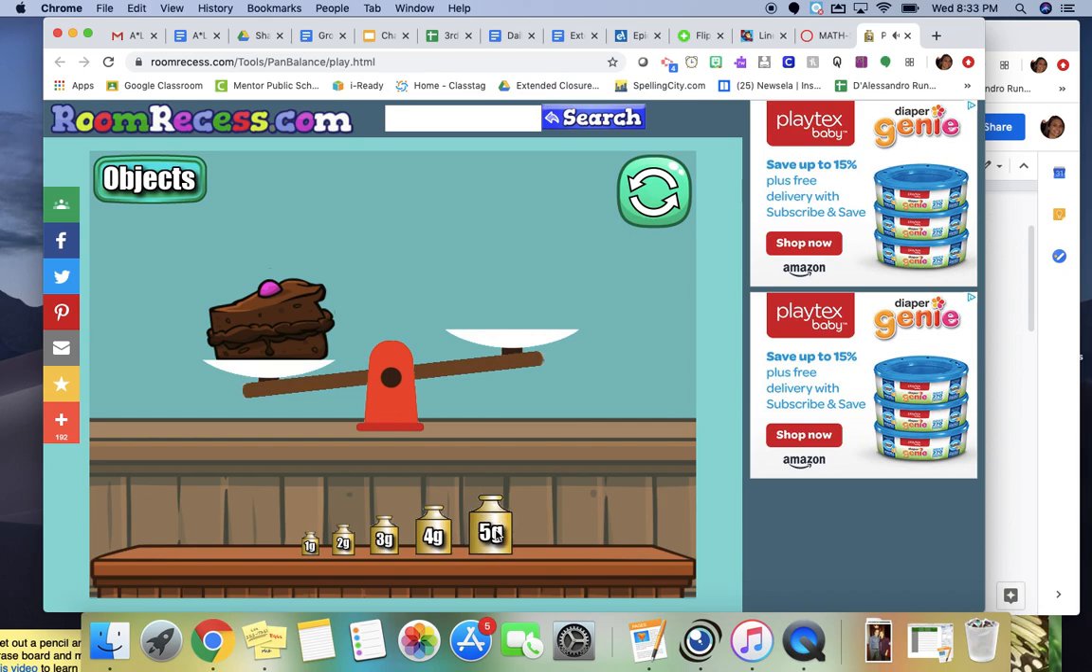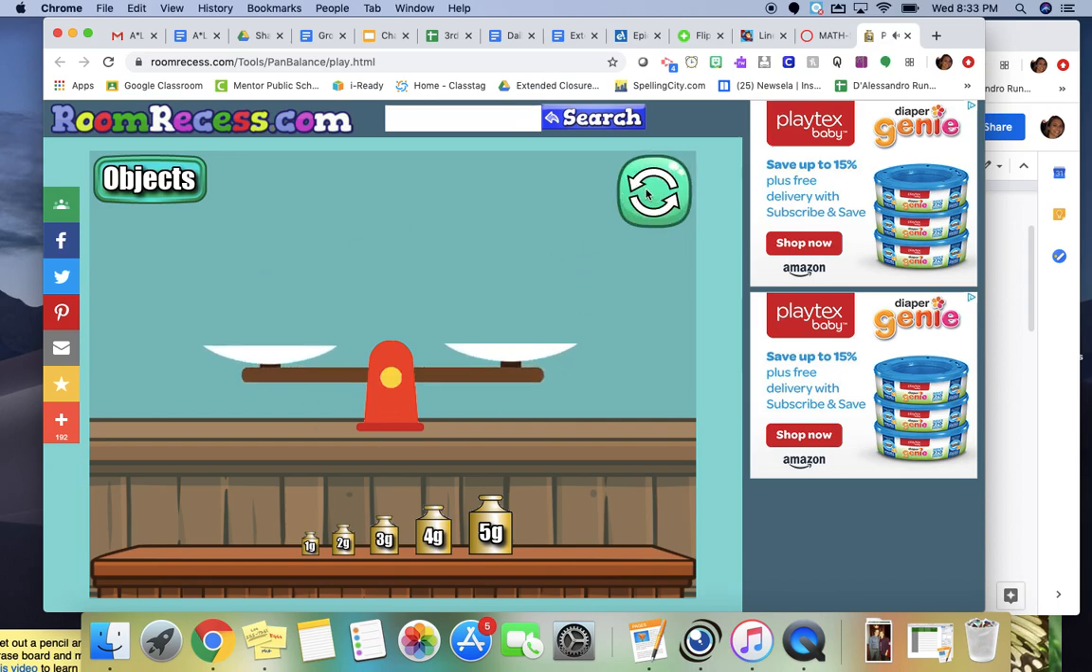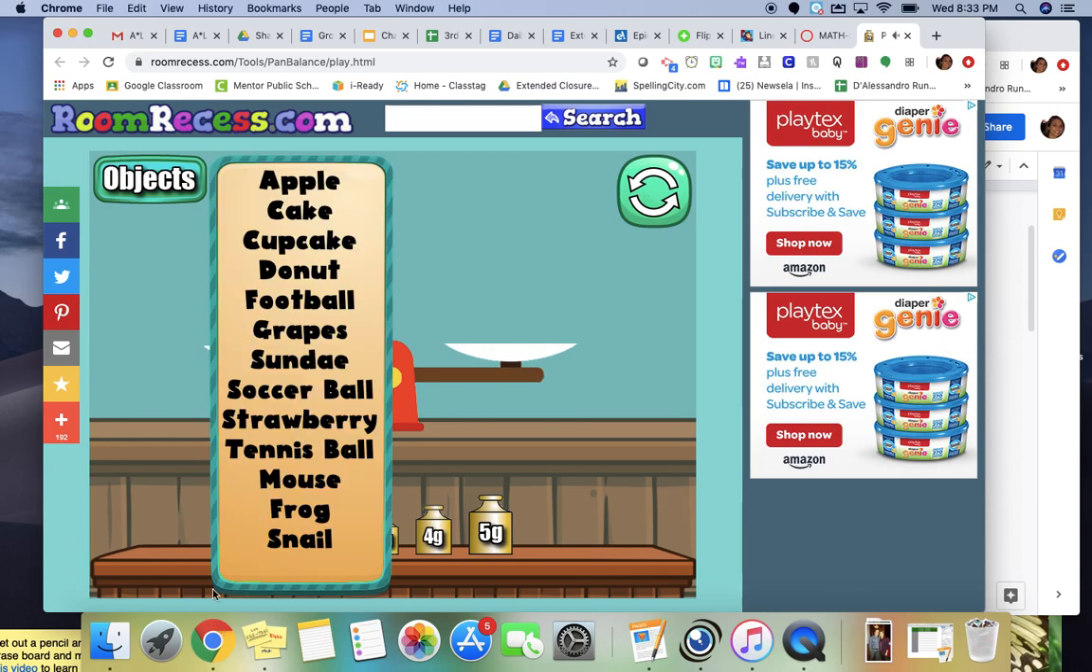The reason why we call it a balance scale, remember, is because we want both sides to balance. We want them to be equal. Now, whenever you're ready to do a new object, you just hit this circular arrow, this refresh button, and it will start you fresh again. You can click back on the objects and you can choose something else.